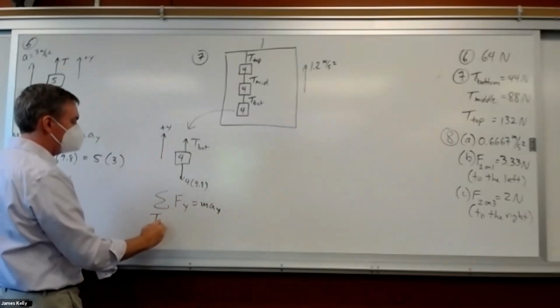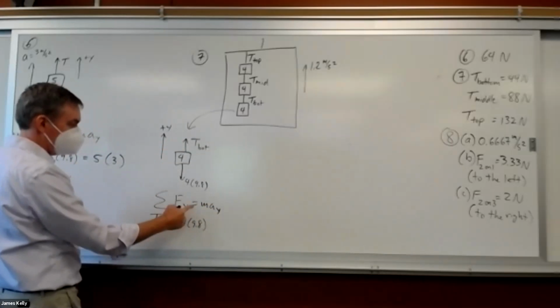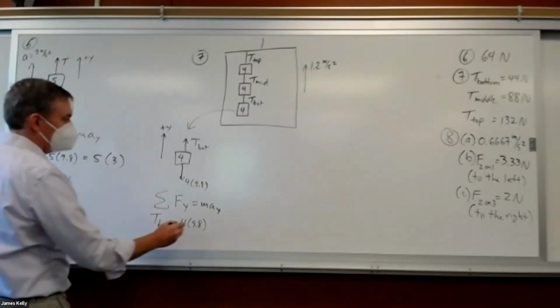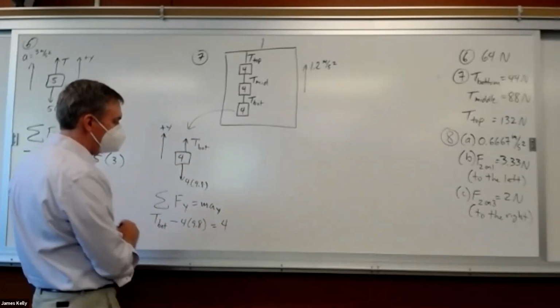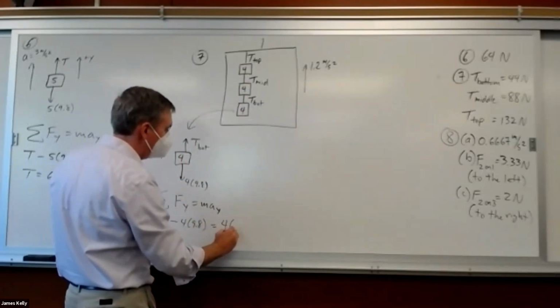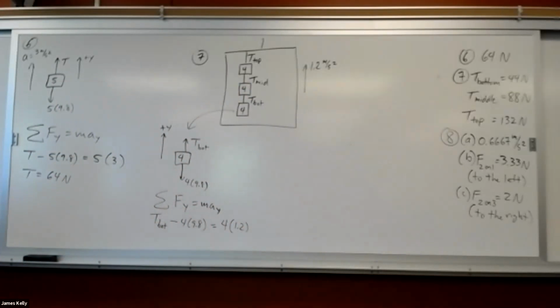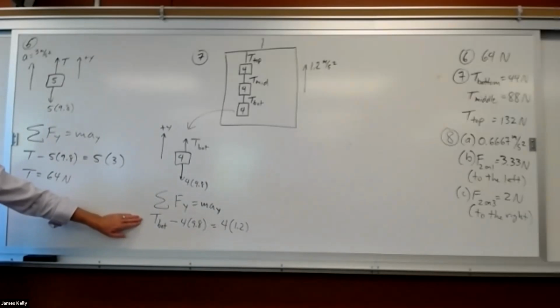T bottom comes in with a plus sign. The 4 times 9.8 comes in with a minus sign because we're talking about y components. That's equal to the mass of the thing in the free body diagram times the resulting acceleration. And in this case, we know that that y component is plus 1.2 because it's accelerating up and I chose plus y as up. You got to be careful about that. If it were accelerating down and I had chosen plus y as up, that number would need a minus sign in front of it. And that allows me to calculate what T bottom is. Apparently it's 44 newtons.